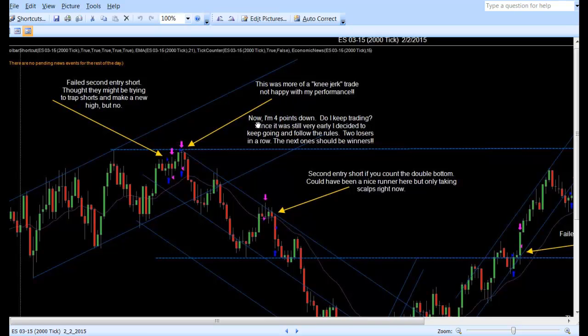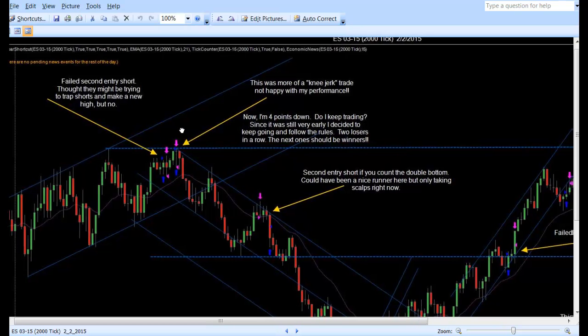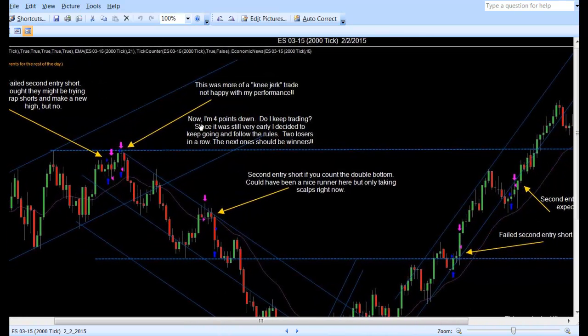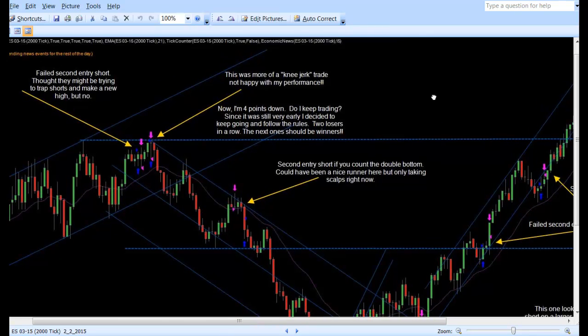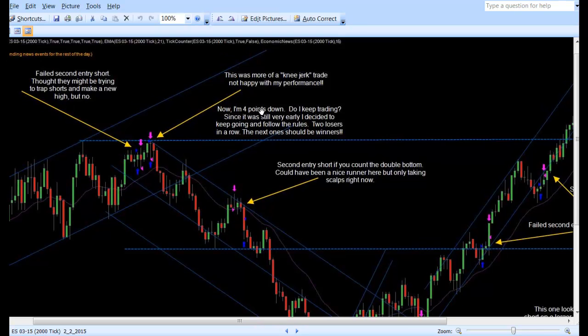Not happy now, so I guess he went long right there at the very high of the day, right into a double top, and he got stopped out again. And he probably thought he'd get this one back real quick and wasn't thinking and just jumped in. Some of this I'm guessing just based on reading his stuff. But anyway, he says, now I'm down 4 points. Do I keep trading? Since it was still very early, I decided to keep going and follow the rules.